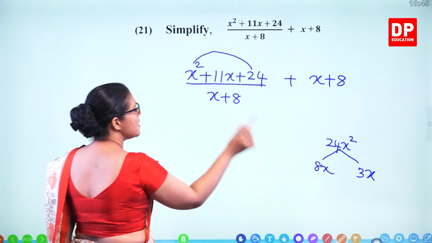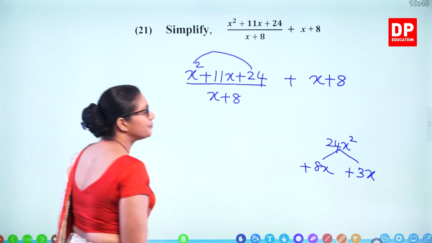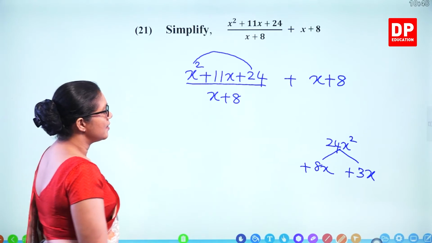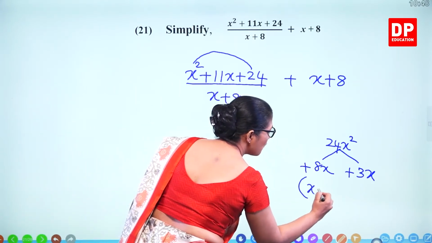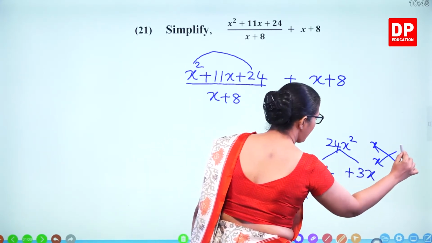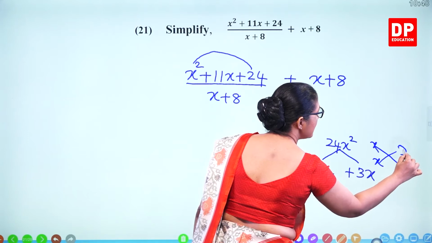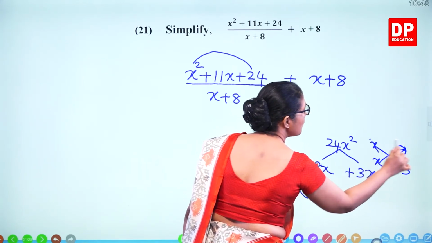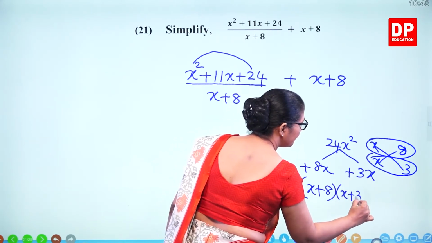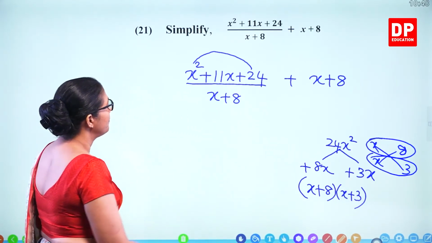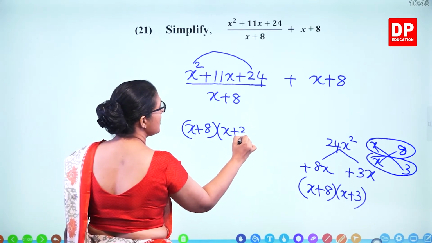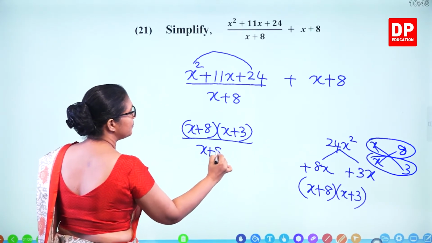This is plus, meaning addition. So, you can split the middle term into 8x and 3x. What are the factors if you are writing at once? You write x and x, 8 and 3. So, we write down the factors this way: x plus 8 and x plus 3. Then you can split this one here: x plus 8 and x plus 3 over x plus 8.